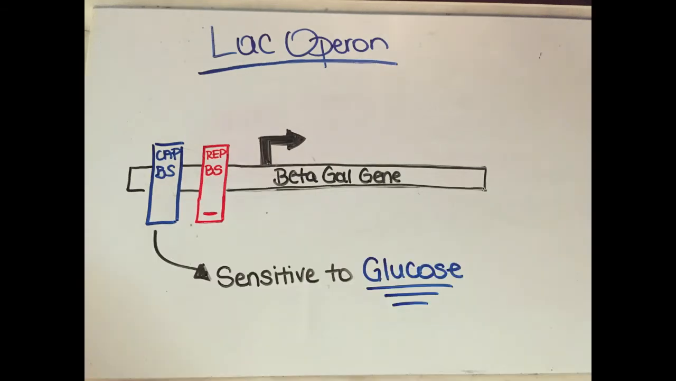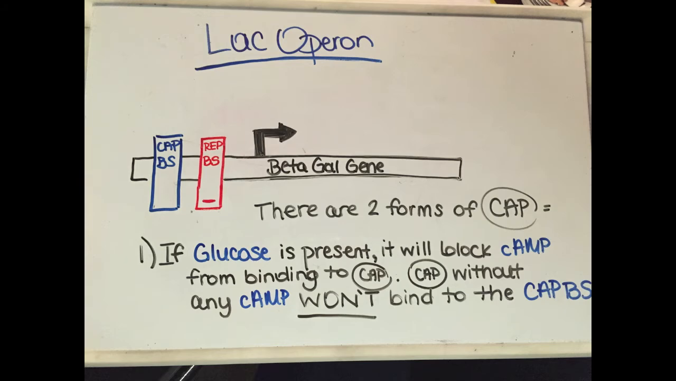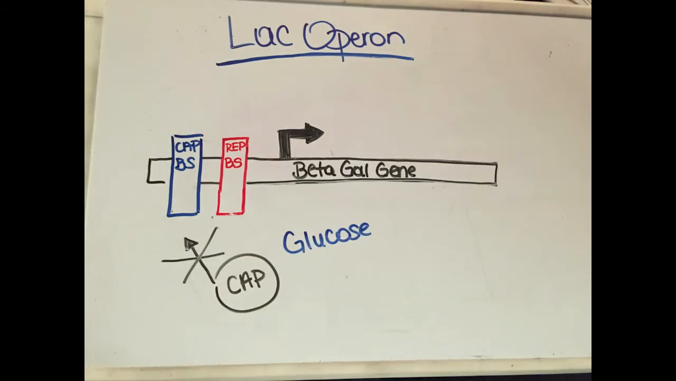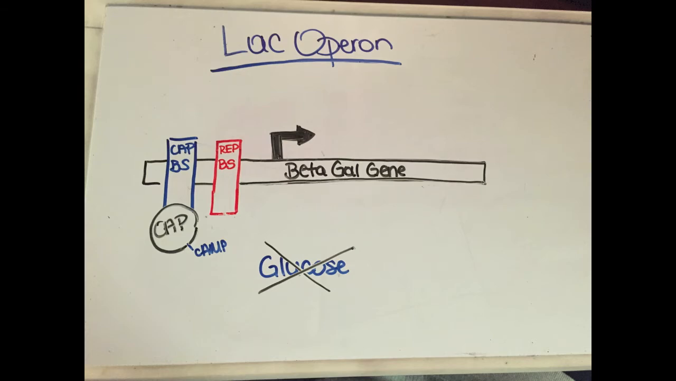But there is also another binding site. This one is sensitive to glucose, and it's a little bit more complicated. If glucose is present, then it'll block the molecule CAMP from binding to CAP. Plain CAP will not bind to the CAP binding site. Without glucose present, CAMP will be produced, it binds to CAP, and this goes on to bind to the CAP binding site. In order to make the final protein beta-gal, we need CAP to be bound.